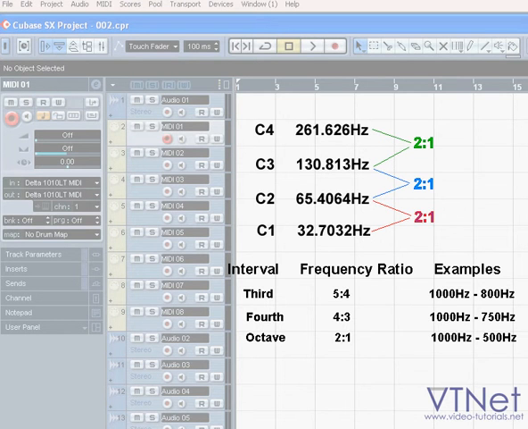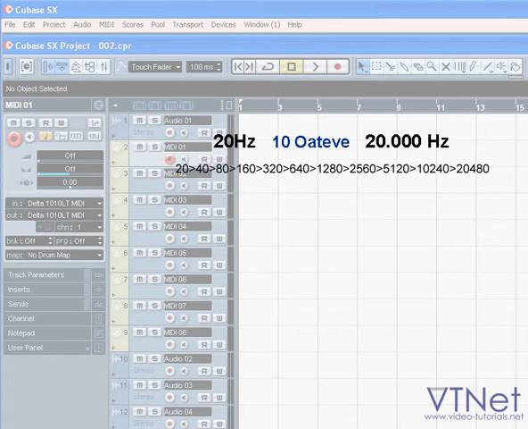Speaking of octaves, the human hearing range fits in about 10 octaves. From around 20 hertz, which is lower than the lowest note on your piano, to about 20,000, which is a pretty darn high squeak. Going from 20 to 40, 40 to 80, 80 to 160, 160 to 320, 320 to 640, 640 to 1280, 1280 to 2560, 2560 to 5120, 5120 to 10,240, and 10,240 to 20,480.